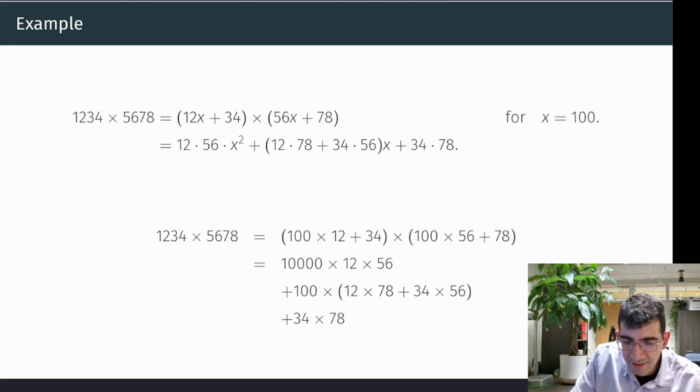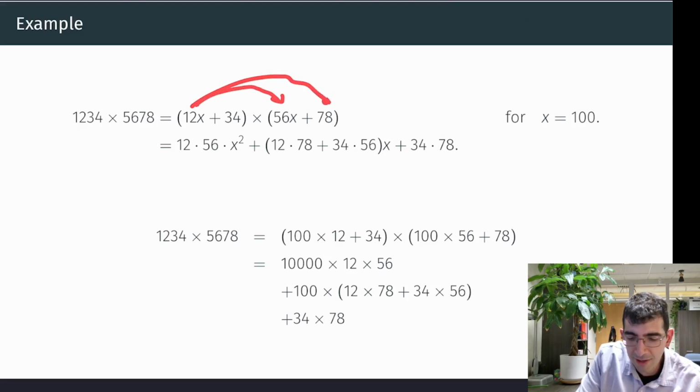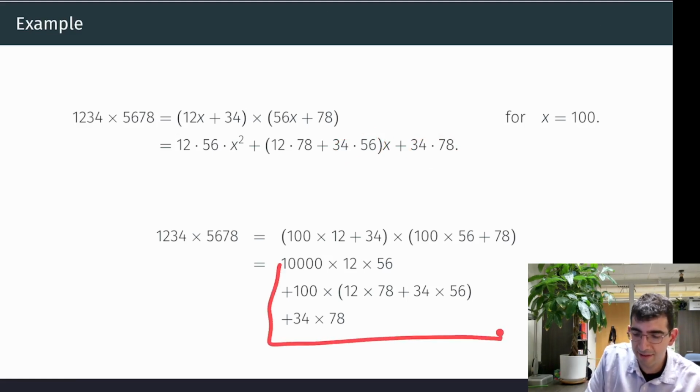The question is, we multiply these two things together, and as we know from our distributive rule, we have to multiply 12x plus 34 times 56x plus 78. So we get 12 times 56 x squared plus 12 times 78x. Same thing with 34: 34 times 56x plus 34 times 78. Okay? And if we do all that, we get the correct result.